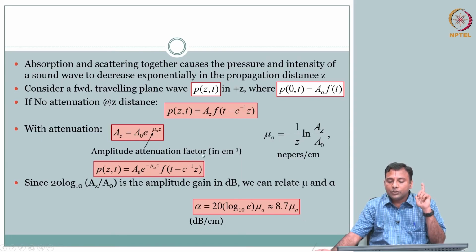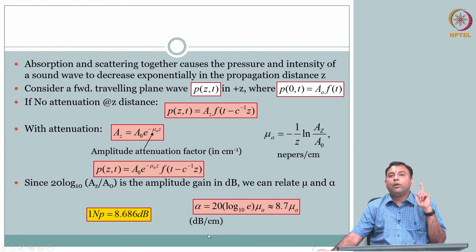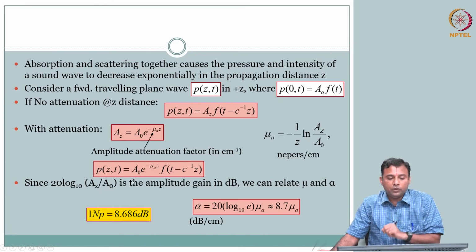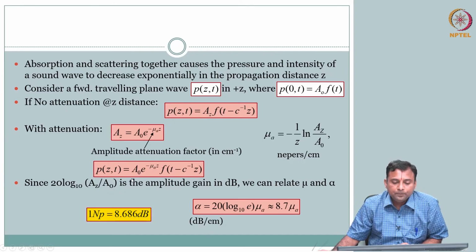What is mu a? It is your amplitude attenuation factor. You can have Nepers per centimeter. If you have that, 1 Neper is about 8.687 dB. So you have to be very careful when you read the question. Make sure the units are appropriate, whether it is in dB or Nepers, and do this conversion. Okay, so that is with respect to your attenuation.